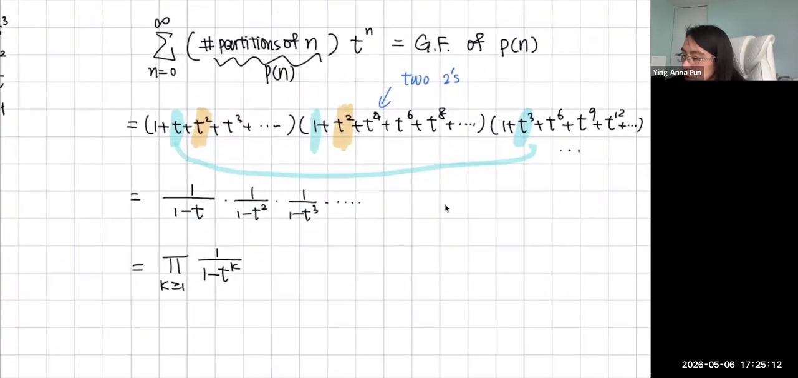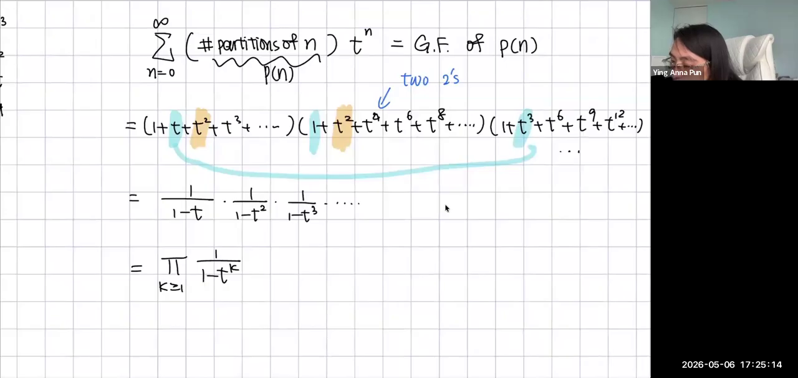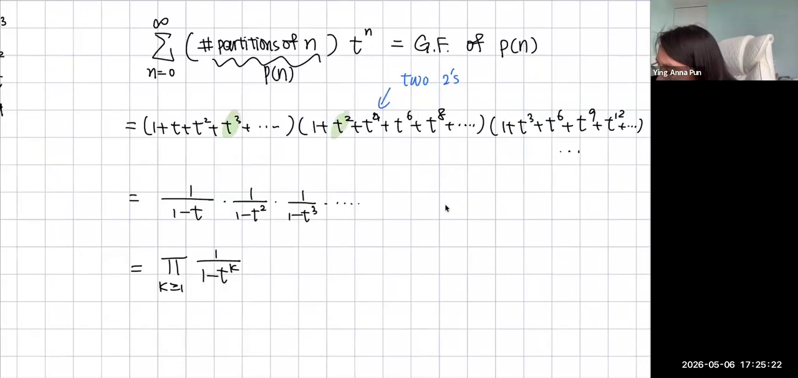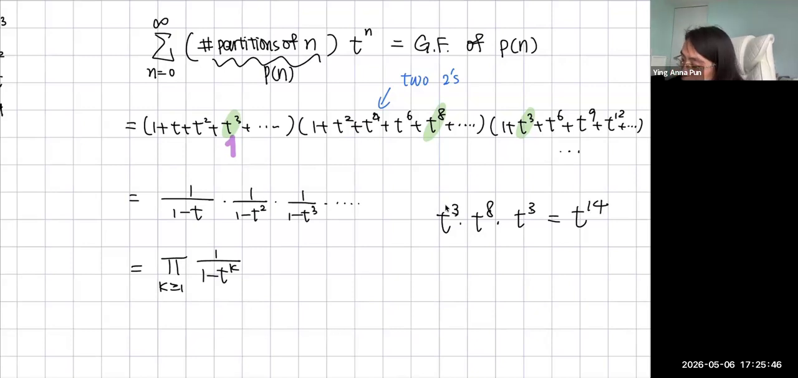If I just randomly pick a term here, let me erase everything here. If you randomly pick a term, say for example t^3, t^8, t^3, like this, and then everything else just 1. What is the partition that I'm looking at? You're going to create the term t to the power 3 times t to the power 8 times t to the power 3. So you form a partition of size 3 plus 8 plus 3, so size 14. You form t to the power 14, so it's a partition of 14.